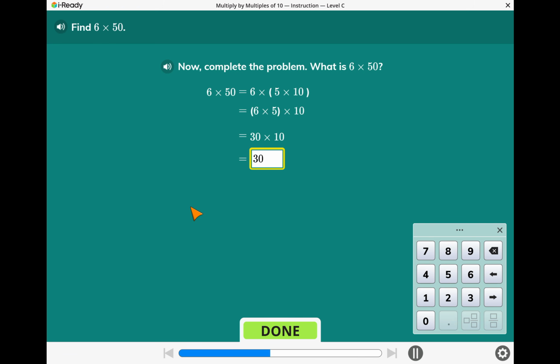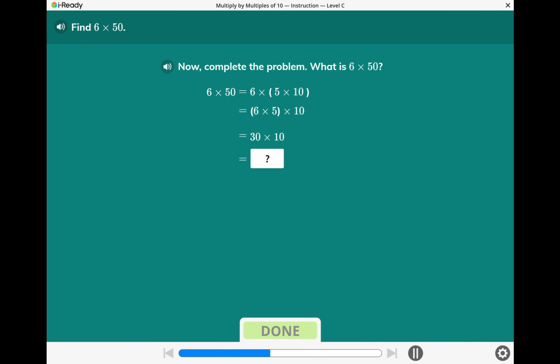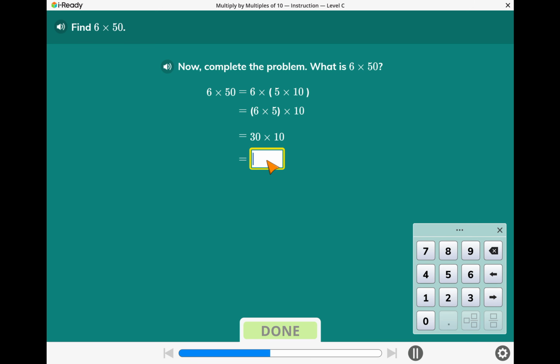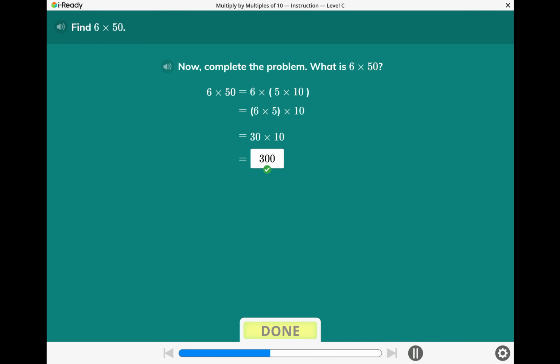So you actually have to do 30 plus 30 plus 30 plus 30 plus 30 plus 30 plus 30 plus 30 plus 30 plus 30. That is pretty hard, not gonna lie. And guys, you might say it's 300. 6 times 50 equals 300.